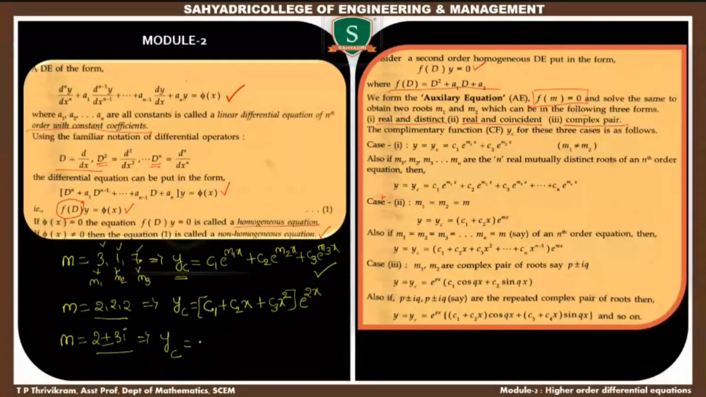So first, e power, what is the real part of this complex number? It is 2. So e power 2x we will write into C1 cos of the imaginary part. Imaginary part is 3, so I'll get 3x plus C2 sine 3x. So in this way you have to write the general solution for complex roots. Fine.